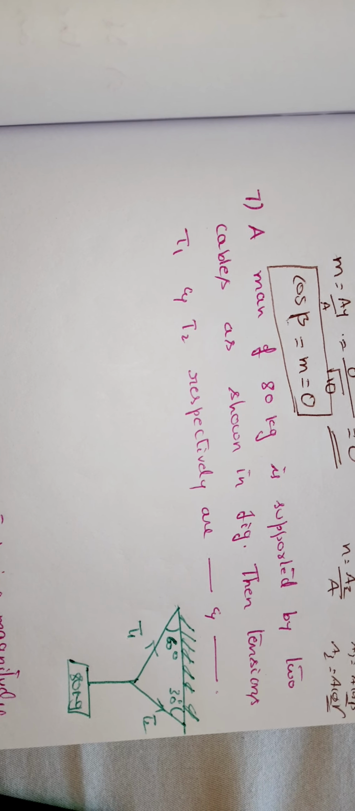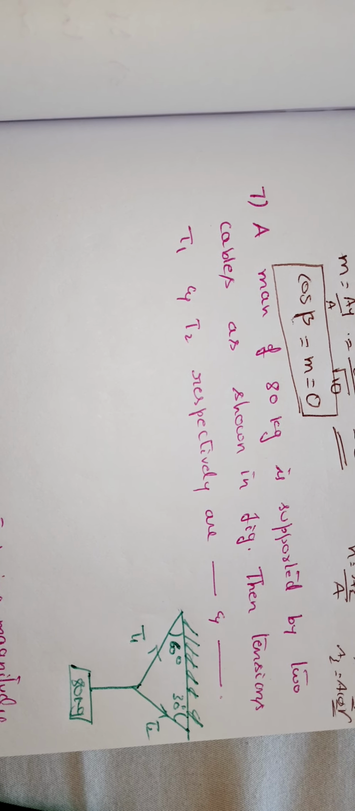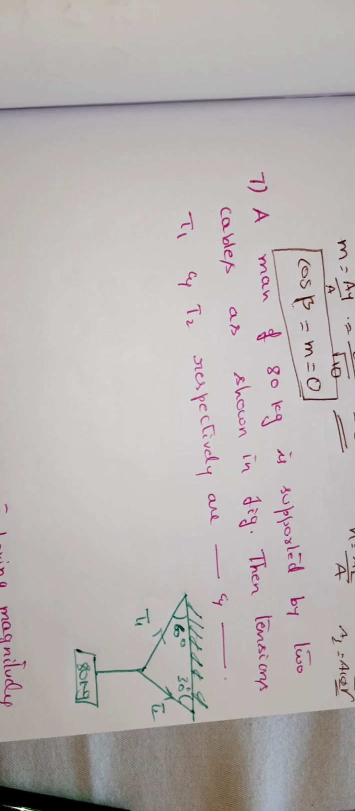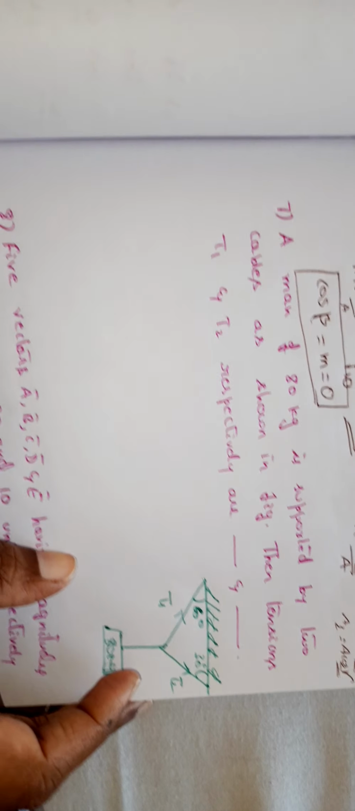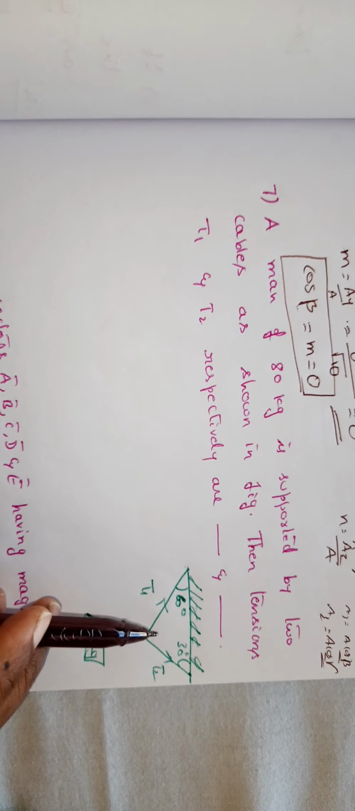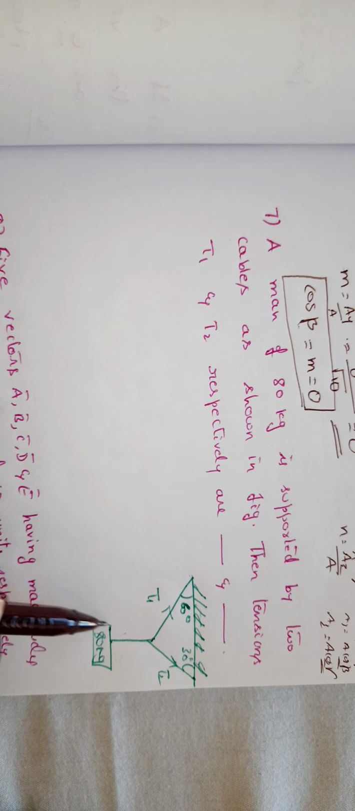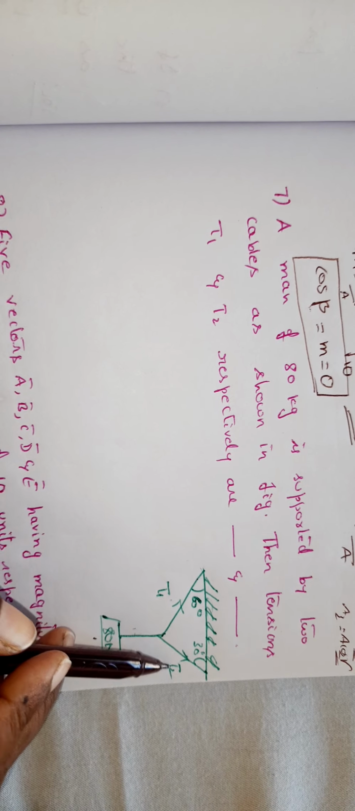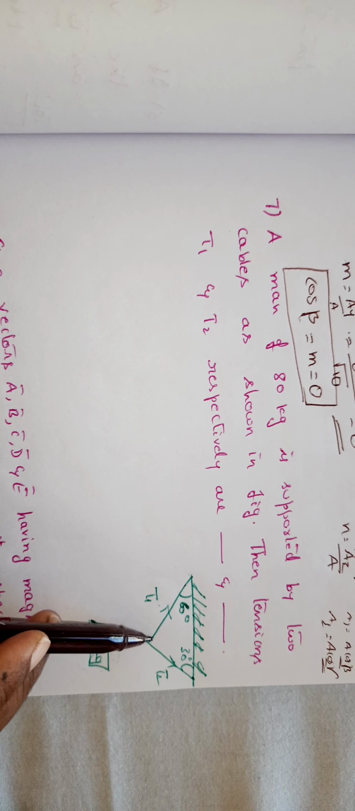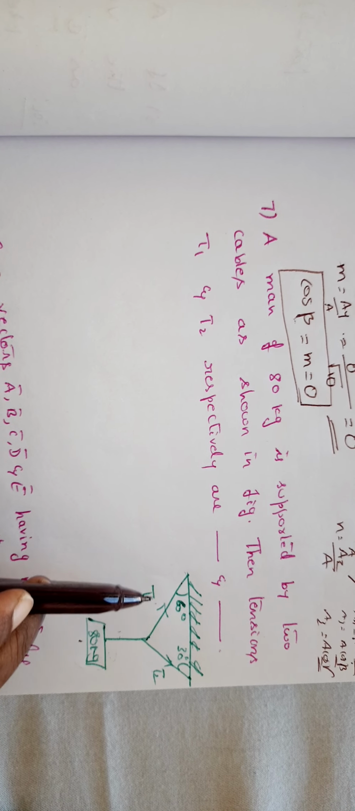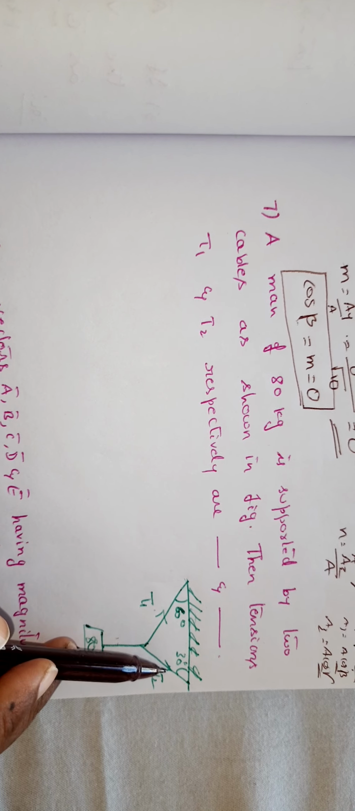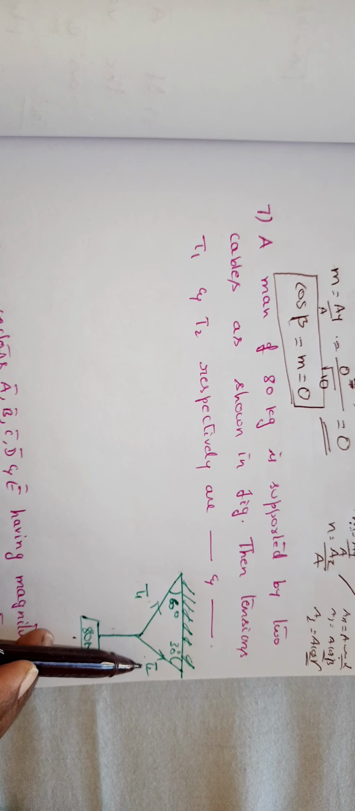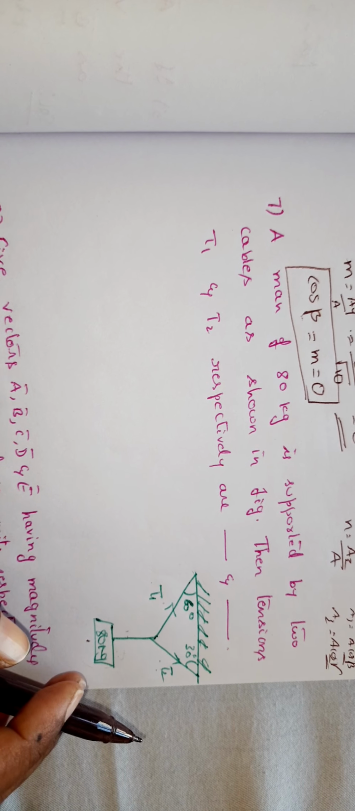So now the next one. Now a man of 80 kg is supported by 2 cables as shown in the figure. So now let us observe the figure, right? So a man or maybe a mass or whatever it is, 80 kg is supported by 2 cables T1, like here as shown in the figure, where T1 and T2 being the tensions in the cables. So now our job is to find T1 and T2 separately.